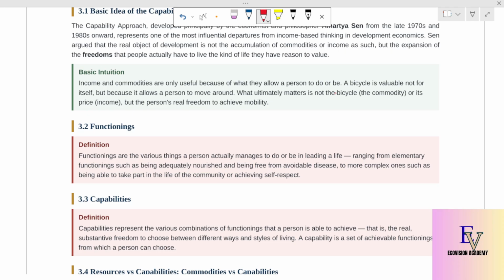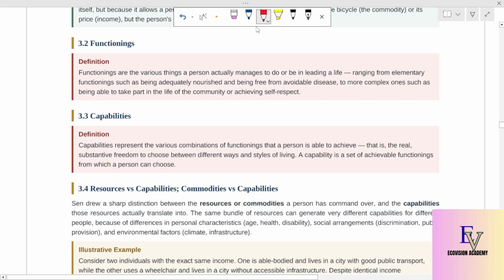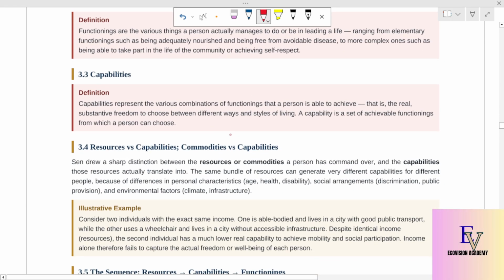But if you are not allowed to wear this t-shirt, you are not allowed to wear these jeans, you are not allowed to go with that particular car, then what is the income for? So this is the capability approach. Capabilities basically represent the various combinations of things that a person is able to achieve.